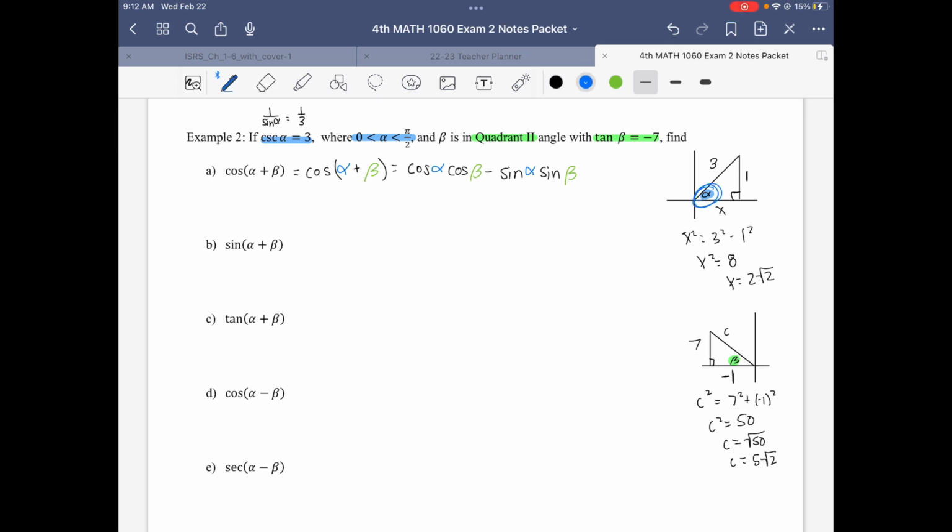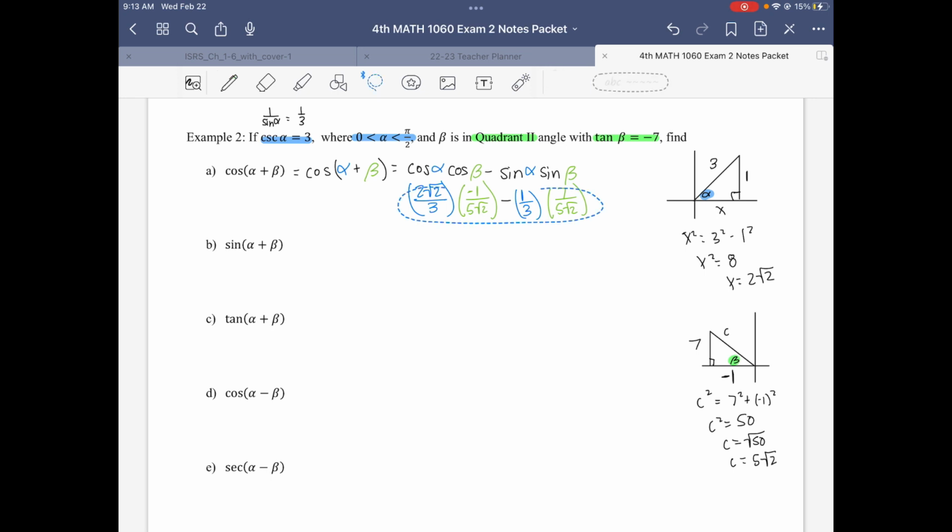If we're looking at alpha, the cosine would be the adjacent side over the hypotenuse. We know that the adjacent side is 2 root 2, so this is 2 root 2 over the hypotenuse of 3. The cosine of beta would be down here, and it would be -1 over our hypotenuse, which we found to be 5 root 2. Subtract. Our sine of alpha, it actually already gave us, that's 1/3. And the sine of beta would be opposite over hypotenuse, so 7 over those 5 square roots of 2. And then we simplify this.